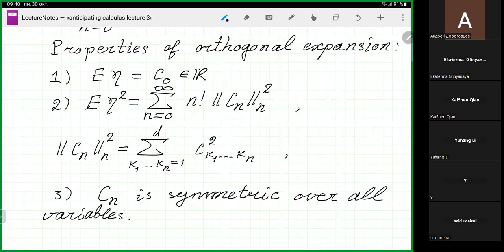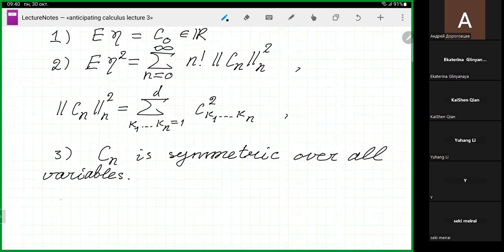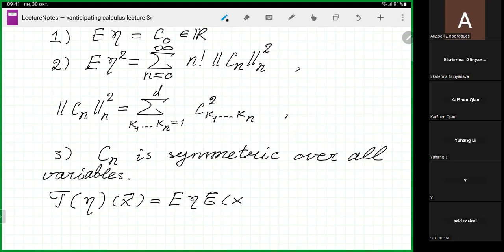Okay, so we have such an expansion, and we know what the stochastic exponent is. Now it's time to check what happened with the transform which we defined, and go to the infinite case. First of all, let's check again what this transform is. From now on we will call this transform, let me write it again, equal to the expectation of eta multiplied by e of x.